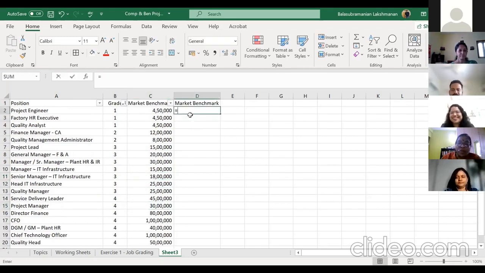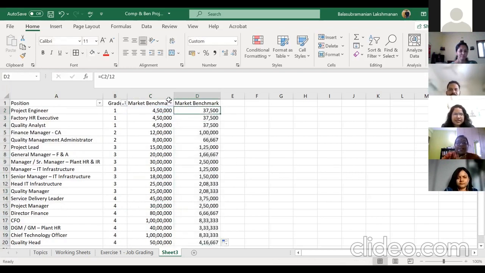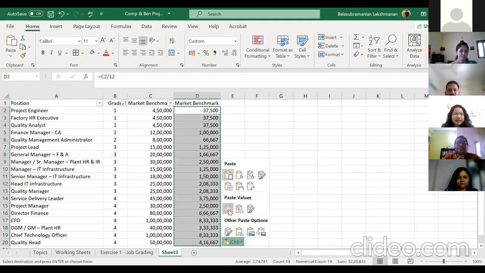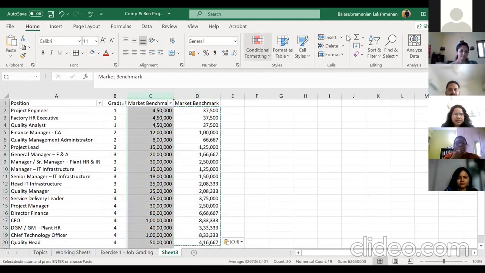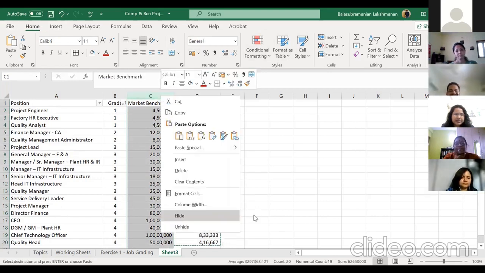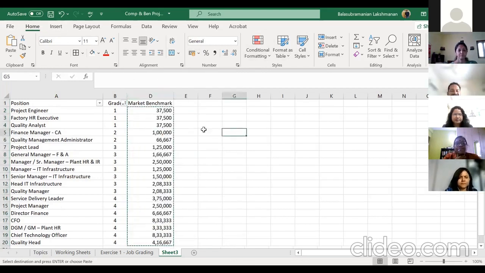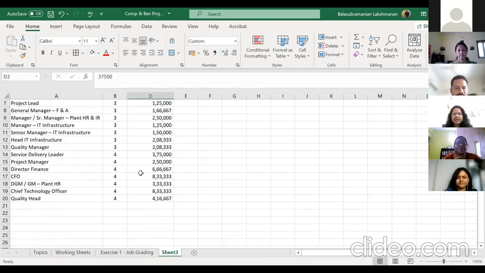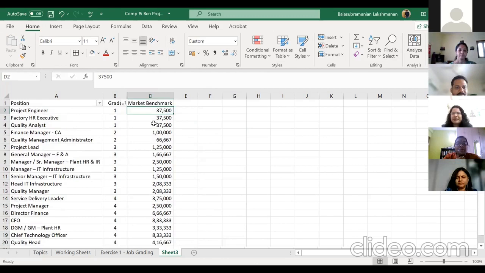Okay, done. So what we are trying to do now is actually fix salaries. Okay, salary level. Quickly divide by 12 and get that data and hide the C column, guys. Yeah, hide C. Right. So this is the monthly. Column D shows the monthly salaries.